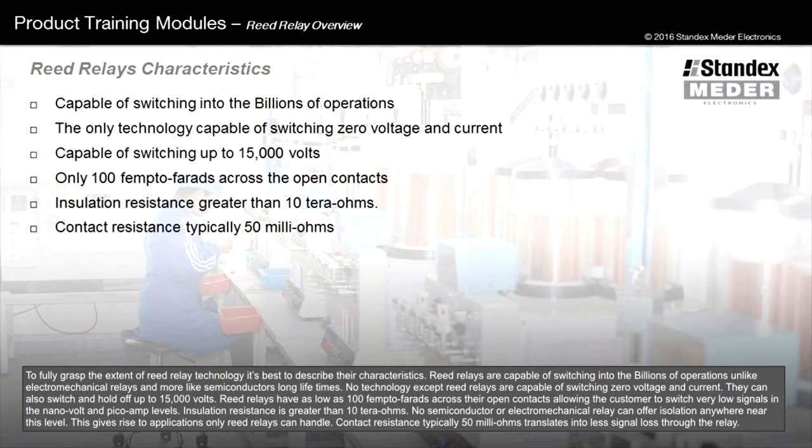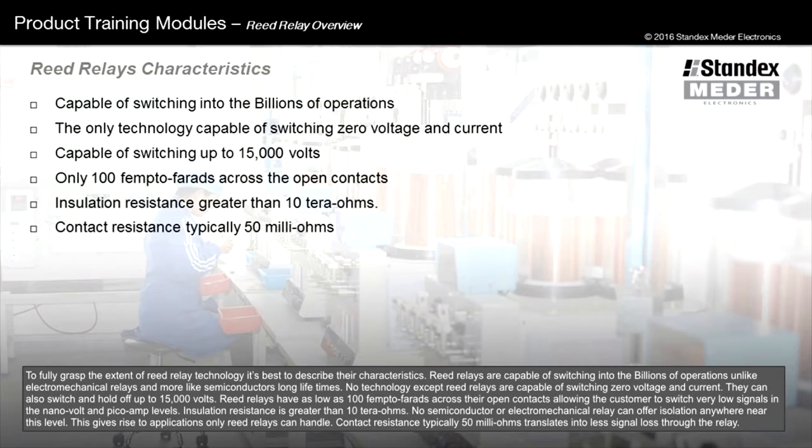To fully grasp the extent of the reed relay technology, it's best to describe their characteristics. Reed relays are capable of switching into the billions of operations, unlike electromechanical relays, and more like semiconductors' long lifetimes. No technology except reed relays is capable of switching 0 voltage and current. They can also switch and hold up to 15,000 volts. Reed relays have as low as 100 femtofarads across their open contacts, allowing the customer to switch very low signals in the nanovolt and picoamp levels.